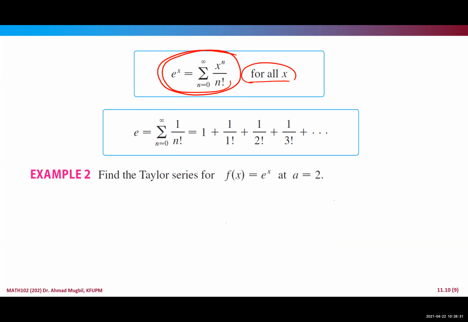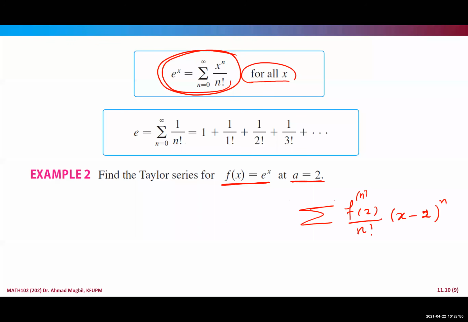Find the Taylor series of the same exponential function, but this time at a equals 2. What is that? This is the sum of the nth derivative at a, what is a in our case? 2, over n factorial, times x minus 2 all to the power n. This is the power series, the Taylor series of this function. And of course, we will see if it is valid for any x or not, but it will be by the ratio test.